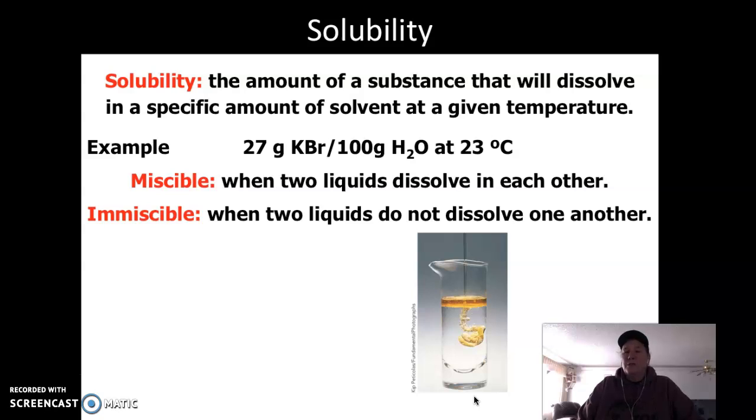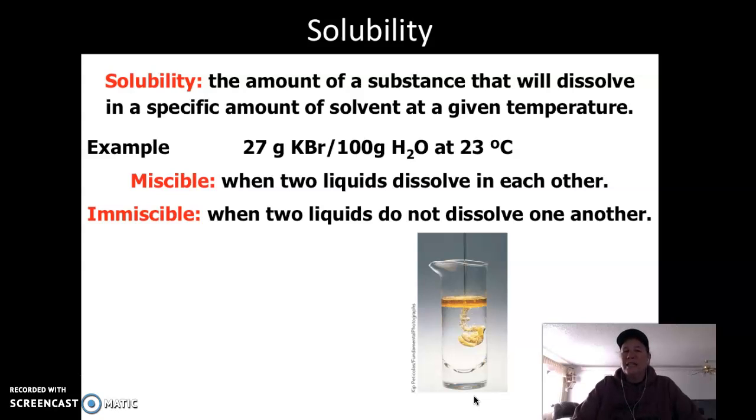And they will continue to mix. There's no set amount. If it's immiscible, it's where they don't dissolve. Here they're showing putting oil in water. Oil and water don't mix. So they're immiscible. And again, miscible and immiscible only deal with when you're mixing two liquids.